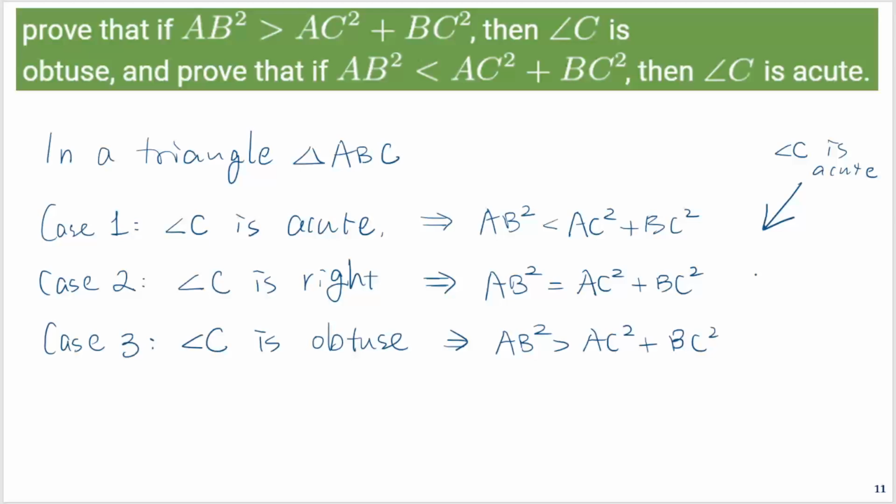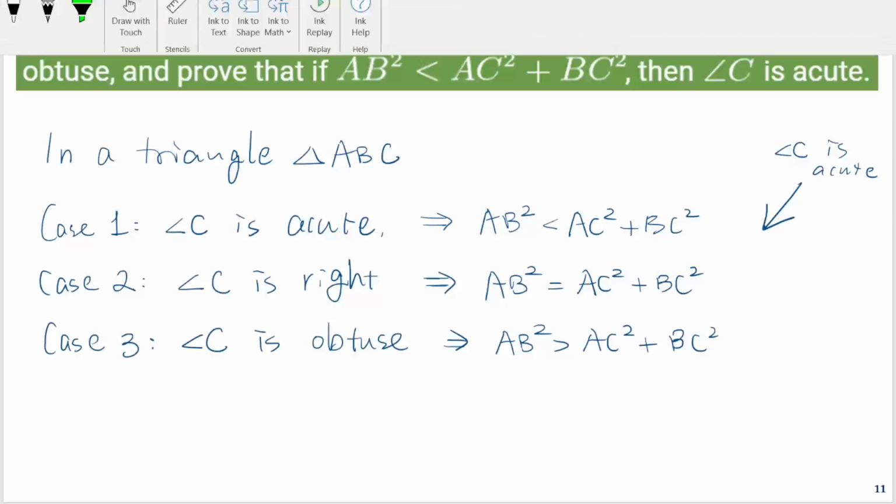Can you see the logic here? Each possible triangle ABC must fall under exactly one of these cases. Only one case is possible. So which case will give us AB squared less than AC squared plus BC squared? Only the first case, right? And the first case tells us that angle C is acute. Therefore, we can prove that if AB squared is less than AC squared plus BC squared, then angle C must be acute. Did you get it?